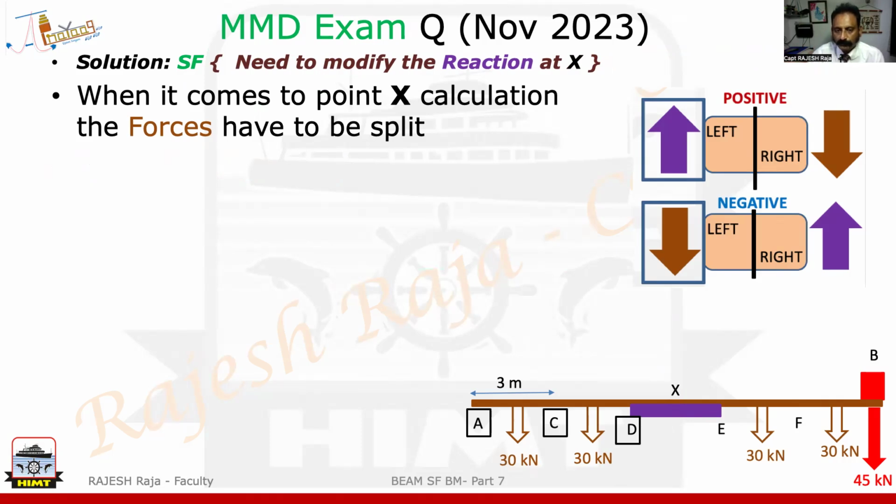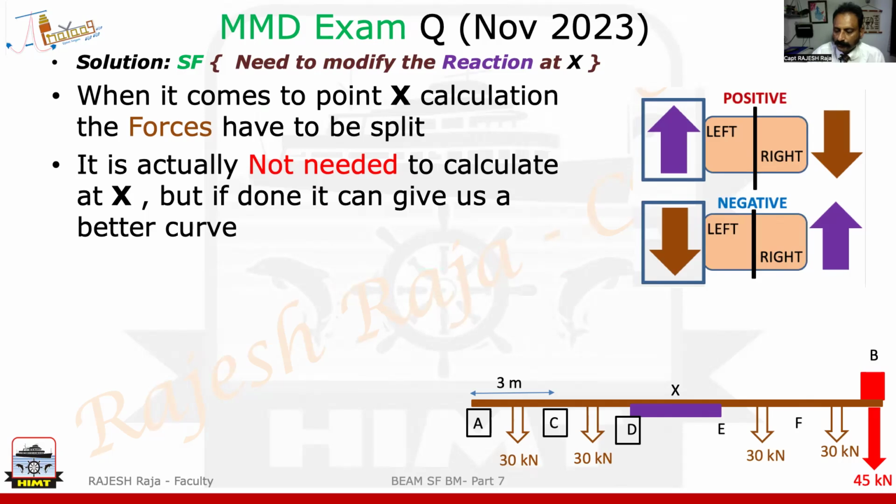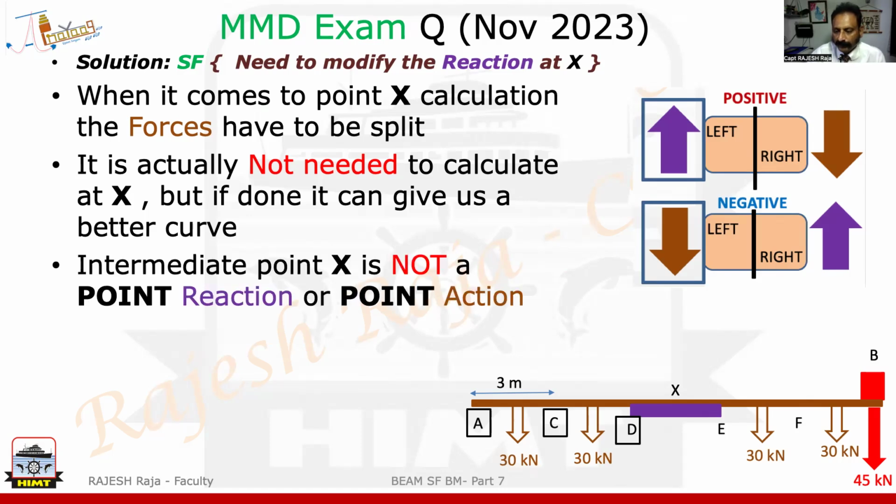If I call this midpoint X, actually there is no need for me to calculate, but I'm going to do it to get a better picture of my SF and BM diagrams. In real life, there's no need for you to do it, but I will do it. Let us see what it comes to. For this intermediate point X, please remember left of it and right of it doesn't matter. Left of it, it is a uniform reaction and uniform action.